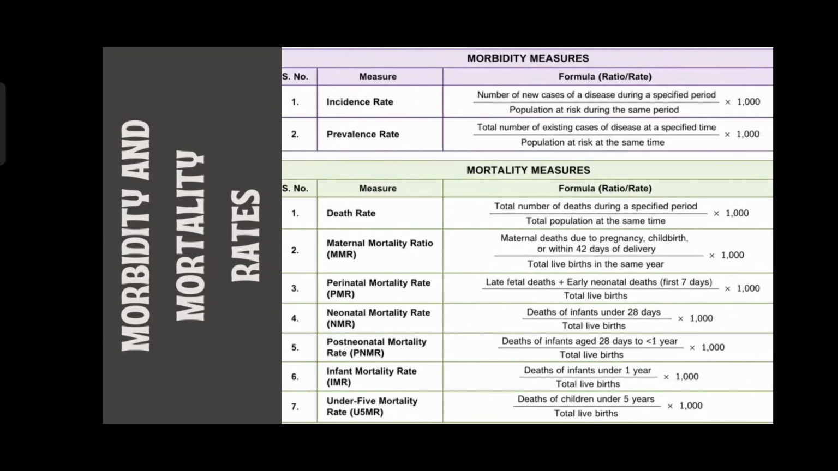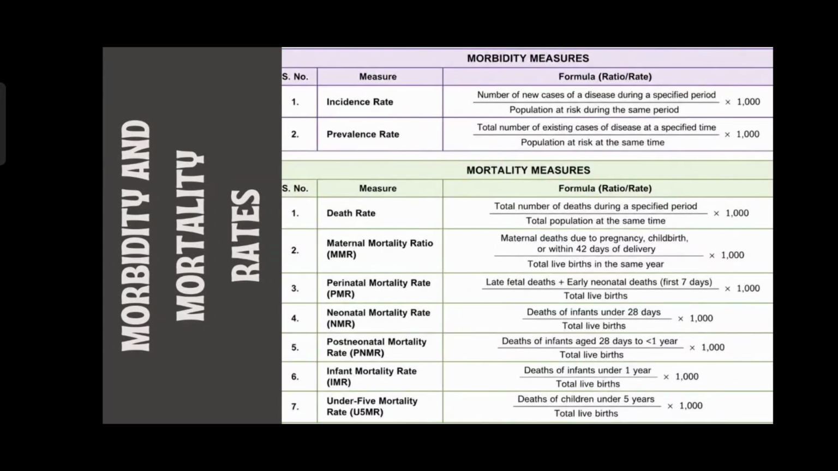Then third one is perinatal mortality ratio, which includes all the late fetal death along with the early neonatal death. Early neonatal death means the newborn babies who had died within 7 days after the birth. So the calculation is late fetal death plus early neonatal death divided by total live birth into 1000.